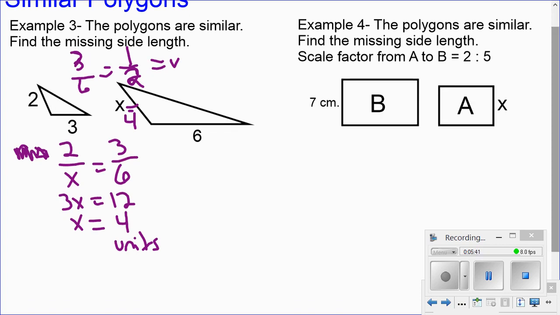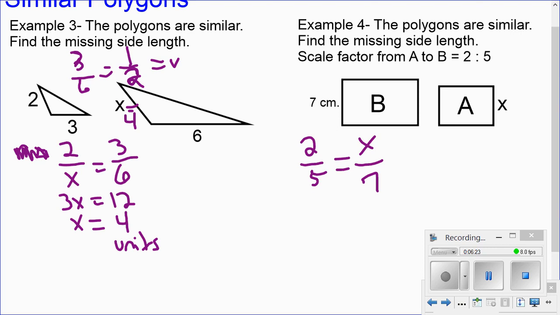So we have similar polygons. We're supposed to find the missing side length, and we're told the scale factor from A to B, so from right to left, is 2 to 5. So I'm going to use that scale factor, 2 to 5, and I'm going to set that equal to, well, I don't know x, and that's in the smaller rectangle, so I'm going to put the x with the 2. And I do know 7, the corresponding side, and that's with the larger rectangle, so the 7 goes with the larger number of the 2 between 2 and 5, which is the 5, and x goes with the smaller number of the 2. So now I can cross multiply.